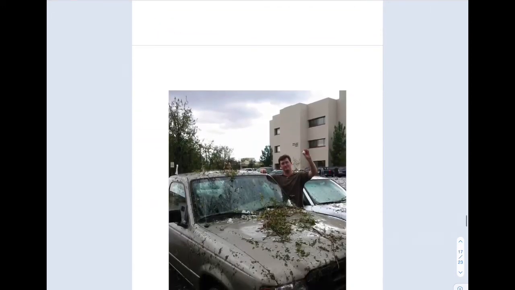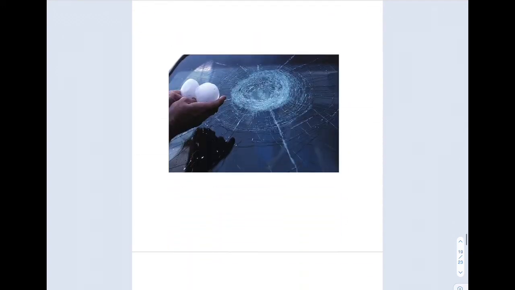So there's your frozen rain. There's your big hailstone. Makes a big mess. That's not good. And then I have a video that shows large hailstones bouncing.